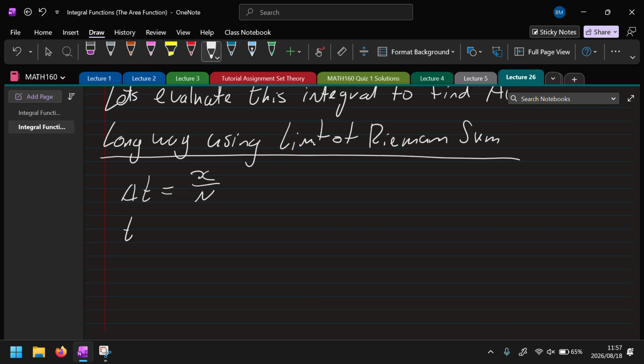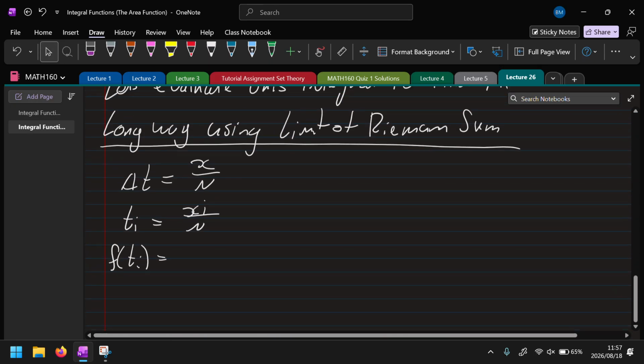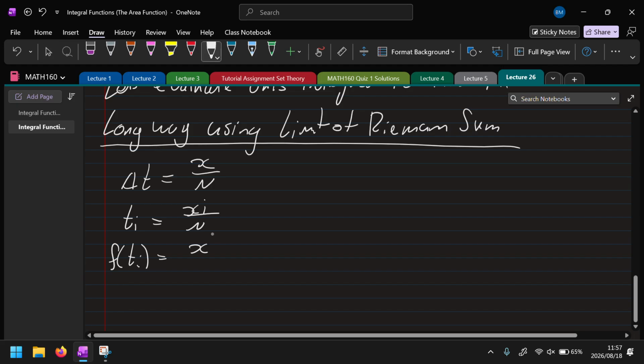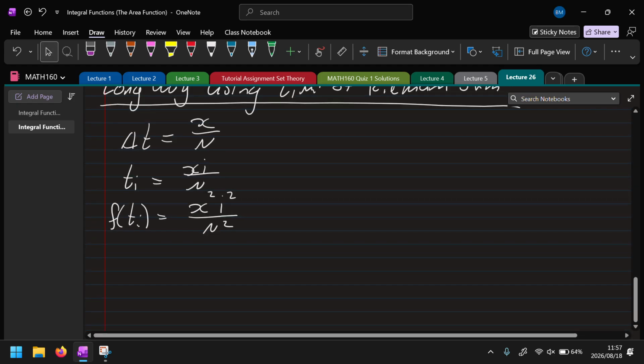So we're going to have ti, that will be a plus i delta t. So that will be xi over n. And finally, f of ti, that was just t squared. So that will be x squared i squared over n squared. Okay, so we've done the setup. Let's substitute into the formula, and then we need to evaluate the sum and then the limit.